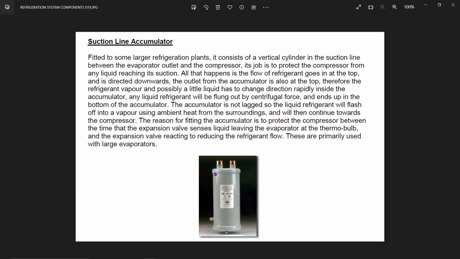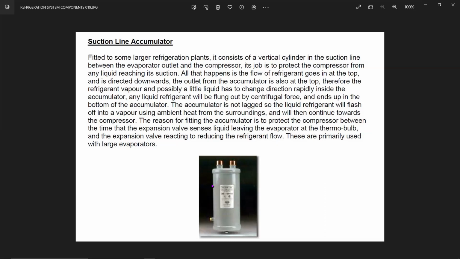मतलब liquid आएगा तो जनरली क्या होता है, ऐसा आके ऐसे जा रहा है, और अगर liquid आ गया, it will stay, hit the body and now it will flash off because ambient heat की वजह से and again it will go. Okay. The reason for fitting the accumulator is to protect the compressor between the time that the expansion valve senses the liquid leaving the evaporator, that is the thermobulb and the expansion valve reacting to the reducing bulk refrigerant flow. जैसे वो ऑपरेशन चालू होता है और जब वो एक्सपांशन पर एक्चुअली मूव करता है, ठीक है, so at that time protect करने के लिए, because there can be some amount of liquid which is going along towards the compressor. Okay, so to prevent that you have got this suction line equipment.